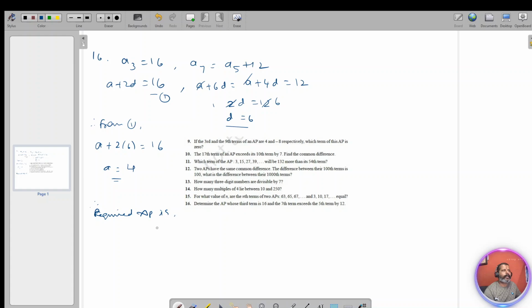AP is, you should know that, A that is 4, A plus D means 4 plus 6, 10, A plus 2D, 6 difference, right? 16, 22, like that. Okay.